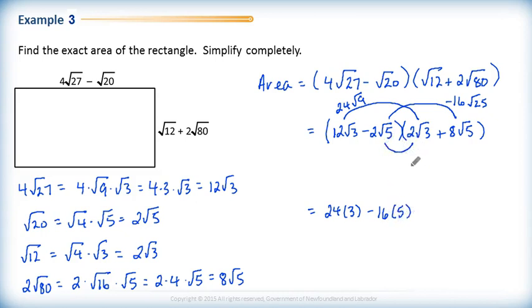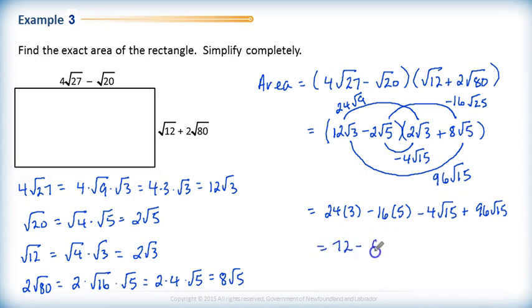Now I've got to multiply negative 2 root 5 times 2 root 3. That gives me negative 4 root 15. And 12 root 3 times 8 root 5 is 96 root 15. So I write these down below. 24 times 3 is 72. 16 times 5 is 80. And these two are like terms, so I'm going to have plus 92 root 15. 72 minus 80 is negative 8 plus 92 root 15.